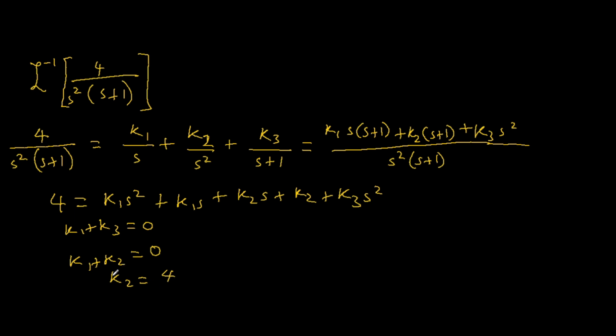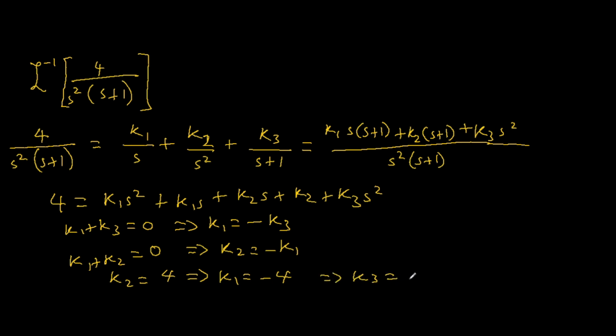If you put in 4 in here, this first equation tells me that k1 is equal to the negative of k3. This second equation tells us that k2 is equal to the negative of k1. The third term tells me that k2 is equal to 4, and that implies that k1 is equal to minus 4, and that implies that k3 is equal to 4. Just to confirm, k2 is 4, k1 is the negative of that, so that's minus 4. k3 is the negative of k1, so that's equal to 4. Good, so we have our three terms.